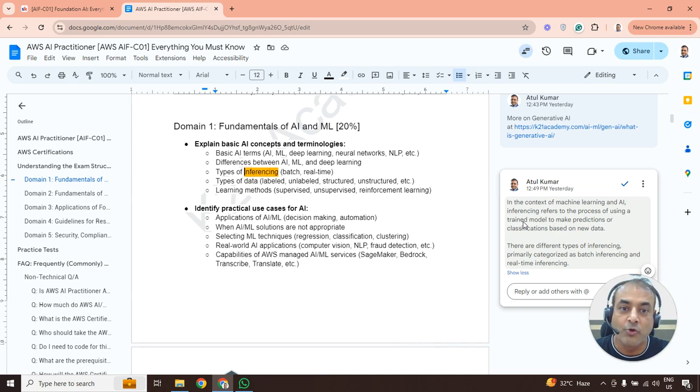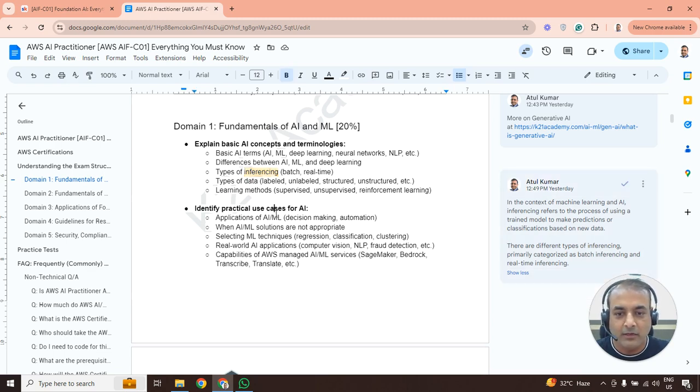You'll also be understanding the concepts about types of data, which are structured, unstructured, semi-structured, labeled, unlabeled, and so on. Also, there are learning methods, which are supervised learning, unsupervised learning, and reinforcement learning. So you should have an idea about those concepts.